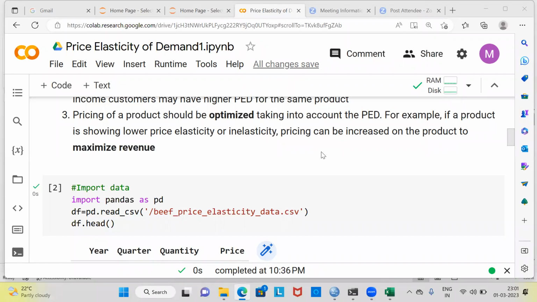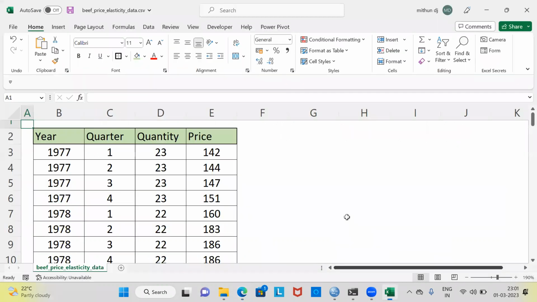Even before I proceed to demonstrate how to build a price elasticity of demand model, I'll quickly show you the data set that I'll be using. As you can see here, this is the spreadsheet. In this spreadsheet, I've got the base data. There are 4 columns in this particular data set. The first is year. The second column here is quarter. The third column is quantity. And the fourth column here is price.